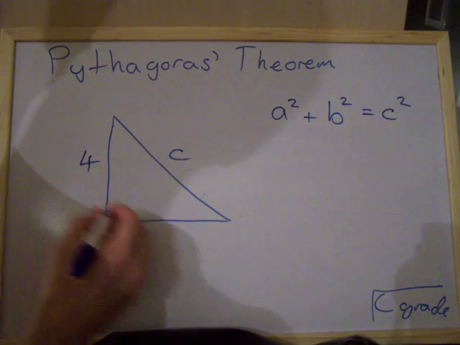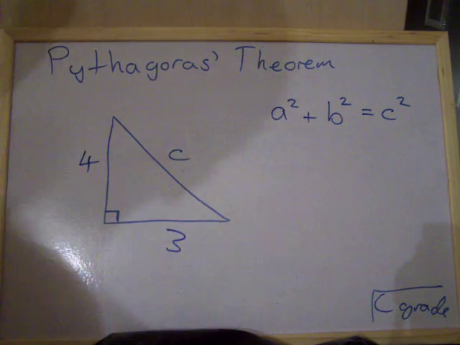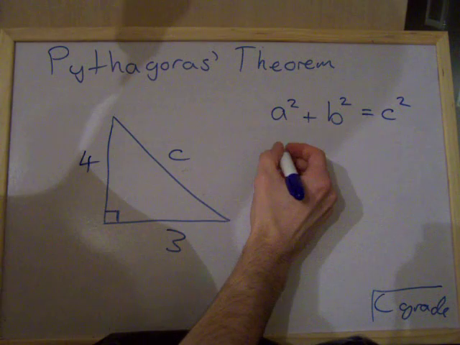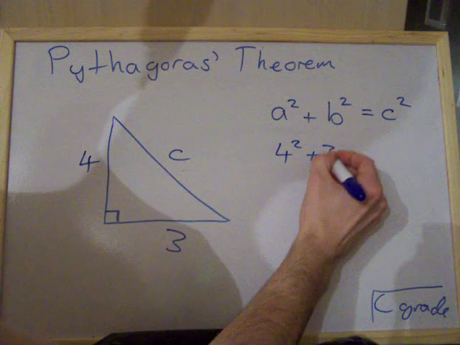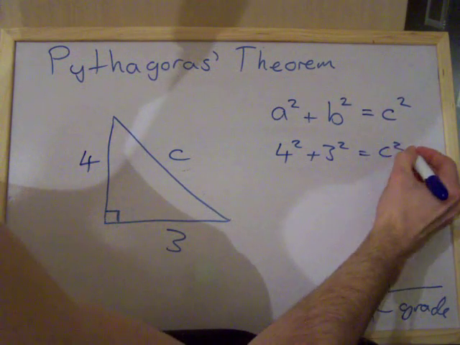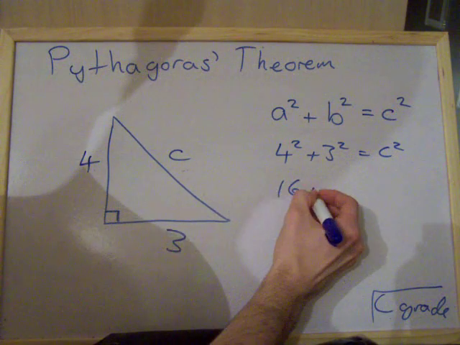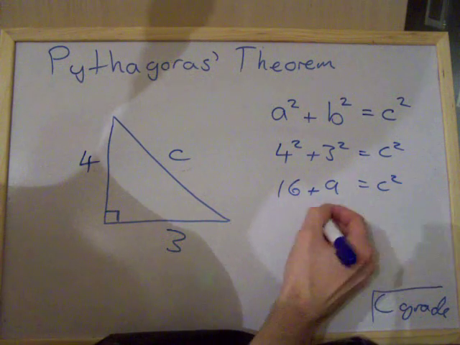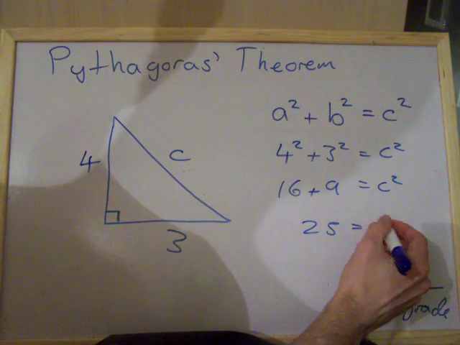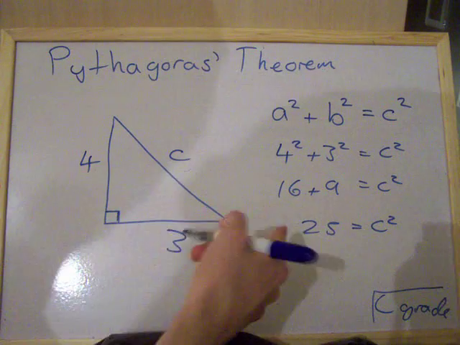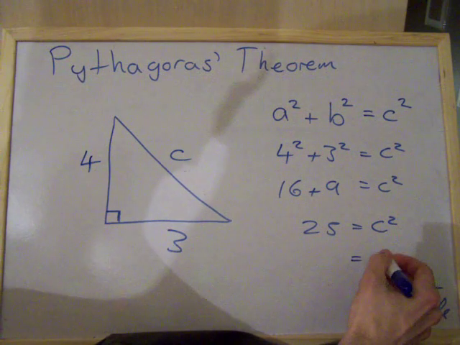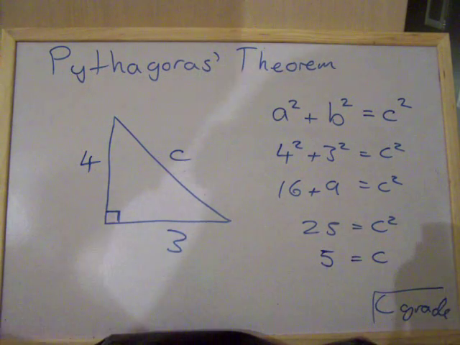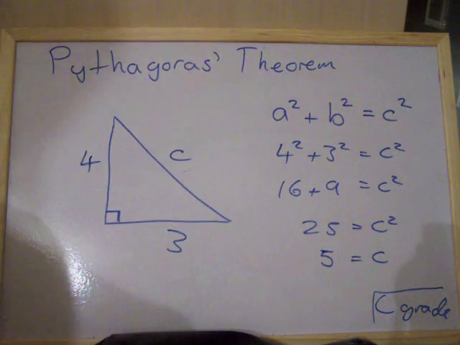Right, A equals 4, B equals 3, so therefore you've got 4 squared plus 3 squared equals C squared, and so 16 plus 9 equals C squared, so 25 equals C squared. What number do I square to get 25? I square 5, so therefore C equals 5, or the square root of 25.